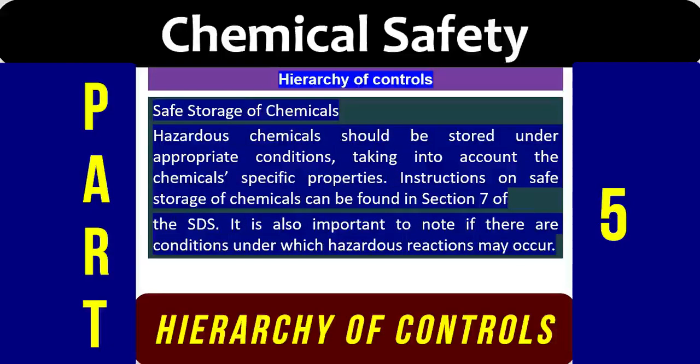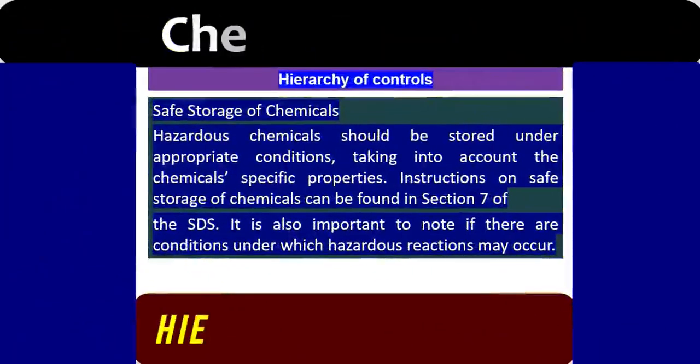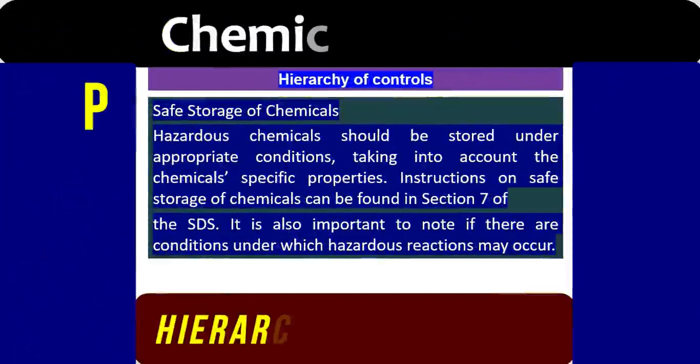After the training, your people, your workers, must know how to store the chemicals safely. Hazardous chemicals should be stored under appropriate conditions, taking into account the chemical specific properties. Instructions on safe storage of chemicals can be found in Section 7 of the SDS, Safety Data Sheet. It is also important to note if there are conditions under which hazardous reactions may occur.